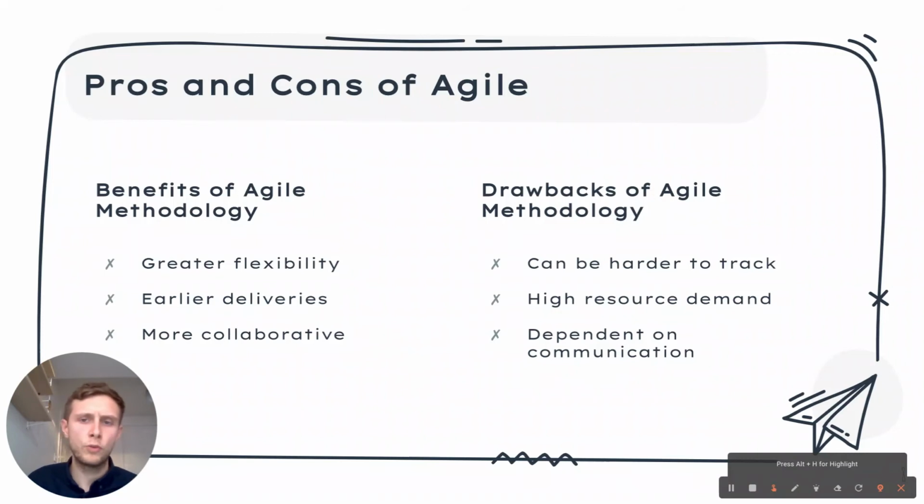But then flipping back to some drawbacks, we spoke about how with our waterfall methodology, it really helps us manage complexity. Well, within Agile, we kind of lose that very structured, very rigid approach. So if we have some more complex projects, they can sometimes be a bit harder to track and keep a hold of.